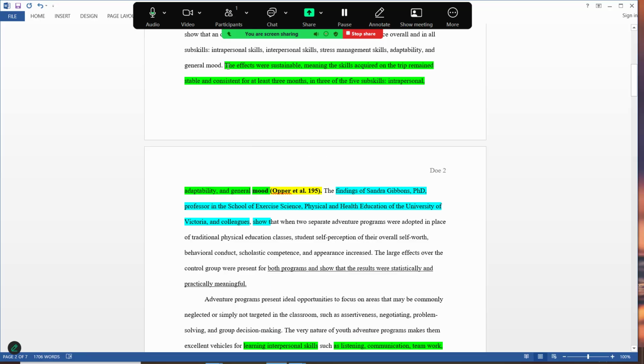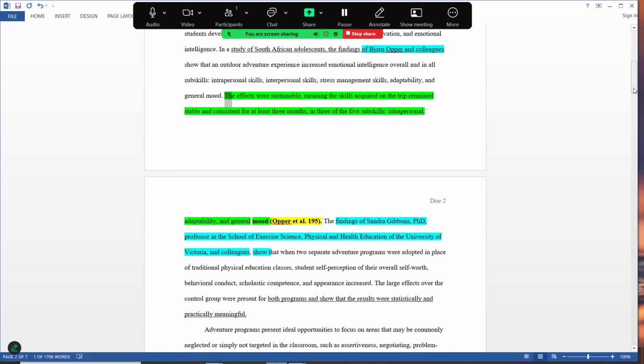Now, had she explained in the sentence, as she does before, beyond Opera and colleagues explained the effects were sustainable, meaning the skills acquired, or if she had said, Opera et al. further explained the effects were sustainable, meaning the skills acquired on the trip combined stable and consistent. So that whole thing, if she included that in the sentence, she would only need to include the page number. Another way of thinking about this is the key components you need to be transparent and let your audience know where your information comes from is the author and the page number.